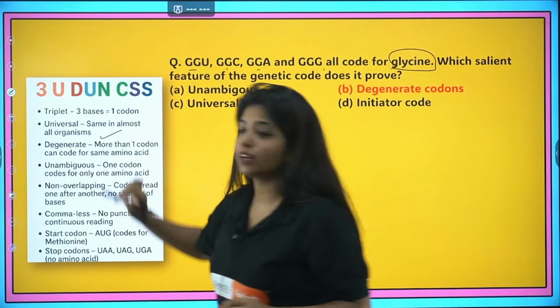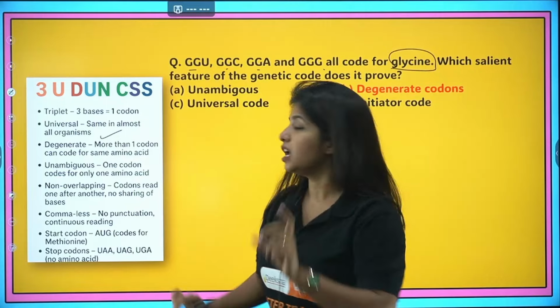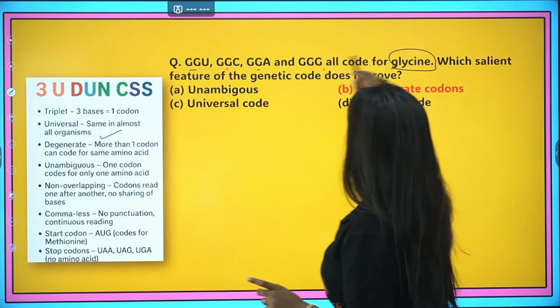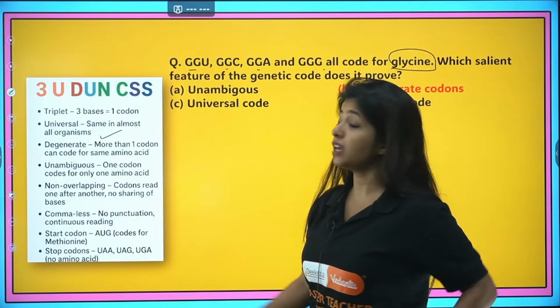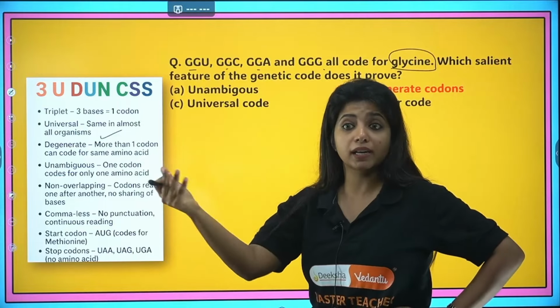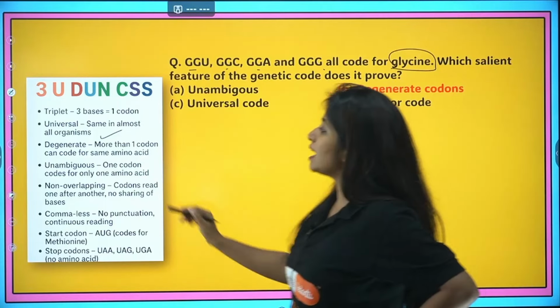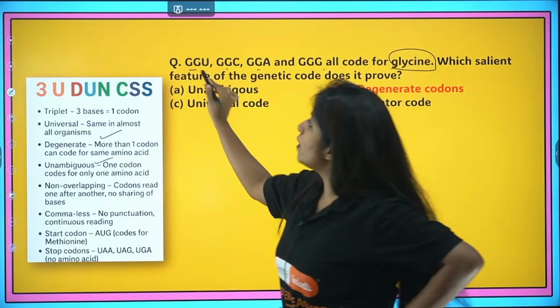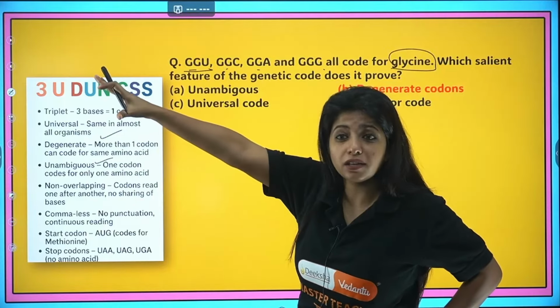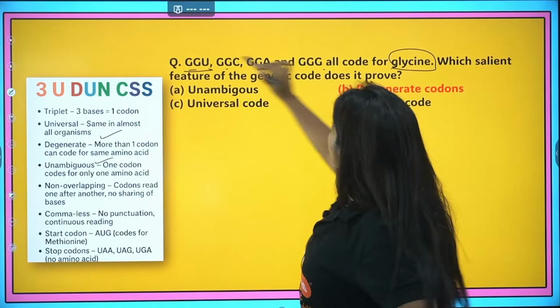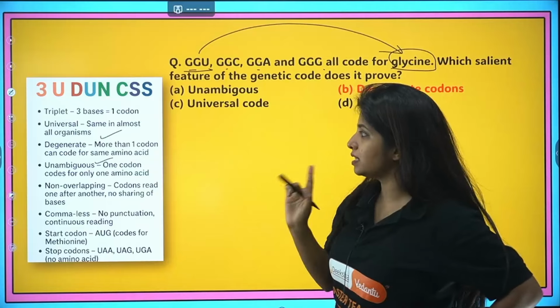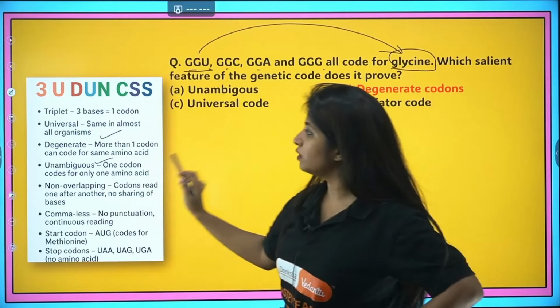It shows degenerate feature. This feature is known as degenerate, where more than one codon can code for the same amino acid. Now if I was saying that GGU is only coding for glycine, what feature is it showing? It shows unambiguous nature. That means one codon does not code for any other amino acid. It just codes for glycine, one amino acid itself. So one codon codes for only one amino acid.